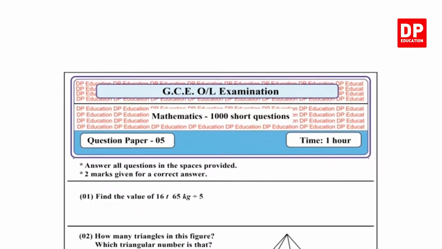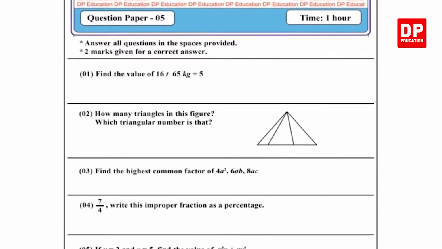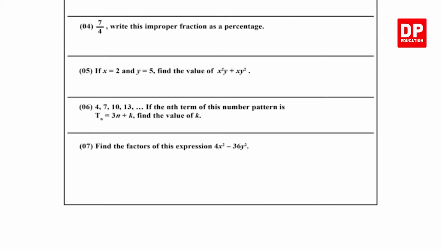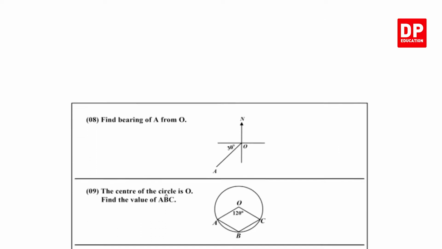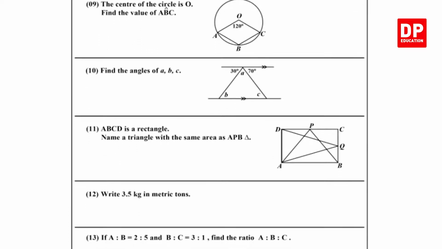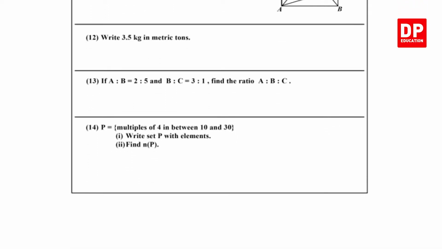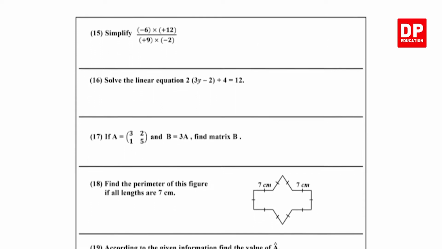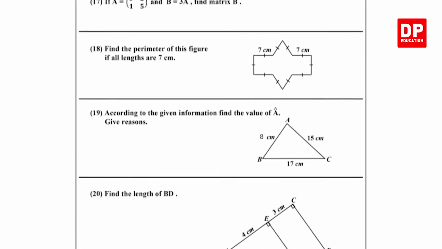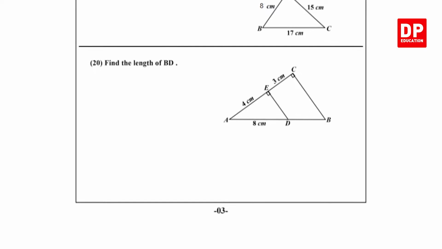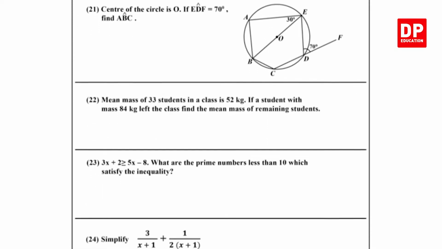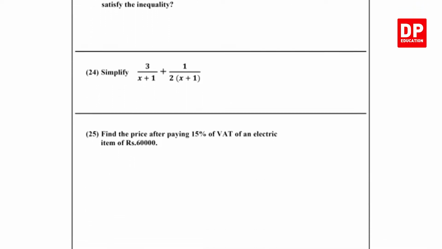In this paper, on the first page you get questions 1 to 7. On the second page, 8 to 14. On the third page you get questions 15 to 20. And on the last page, 21, 22, 23, 24 and 25.